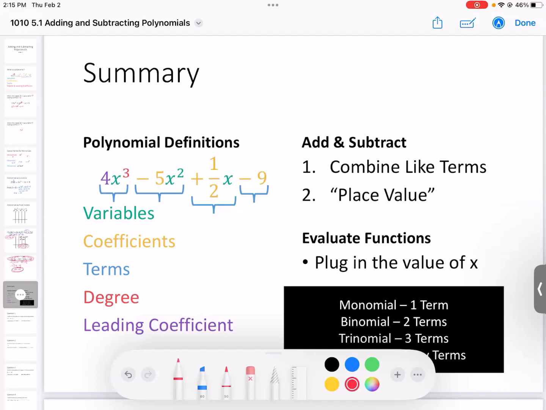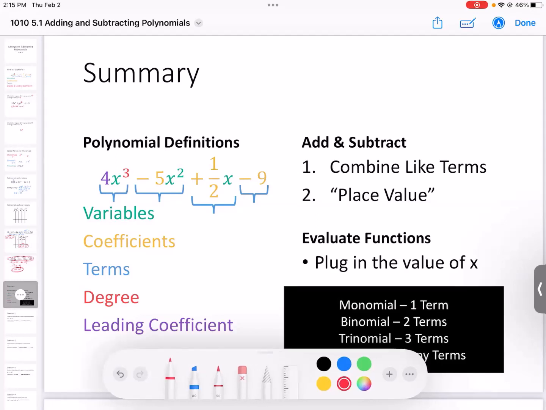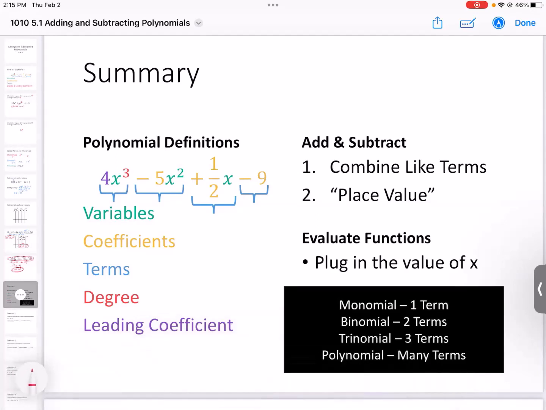Yep. So those are the definitions you need to know for a polynomial. When you're adding and subtracting, you can either do it by combining like terms, which is my favorite way to do it, or you can also think about it with the place value method. If you're asked to evaluate functions, that's where you're thinking of x as being a number, and then you substitute that number in for all the x's. So that's called evaluating a function. And then monomials have one term, binomials have 2, trinomials have 3 terms, and polynomial means you have many terms. So that's pretty much everything you need to know for your homework.